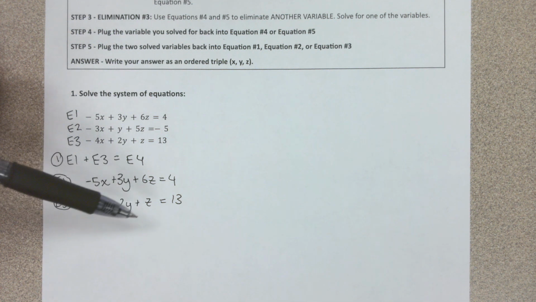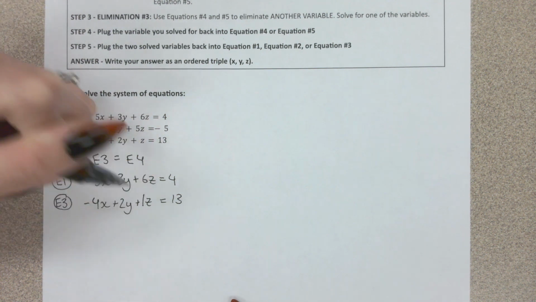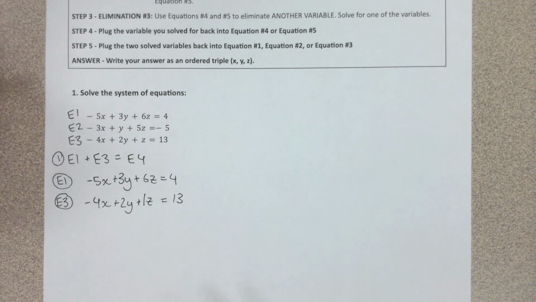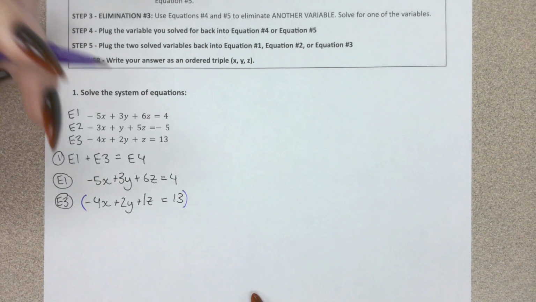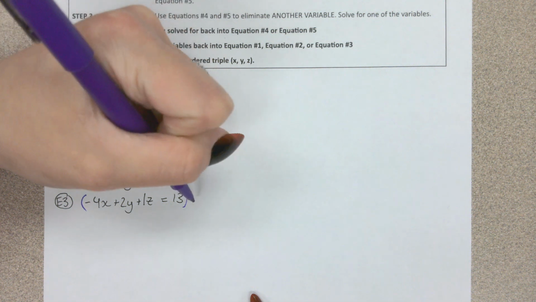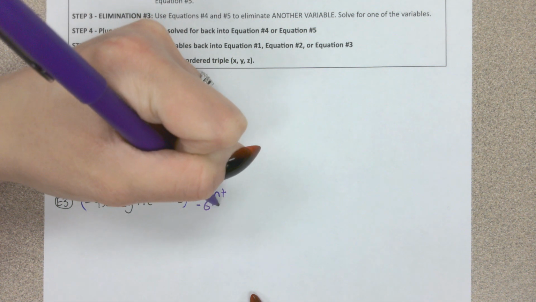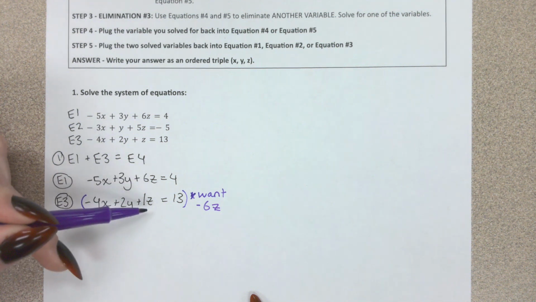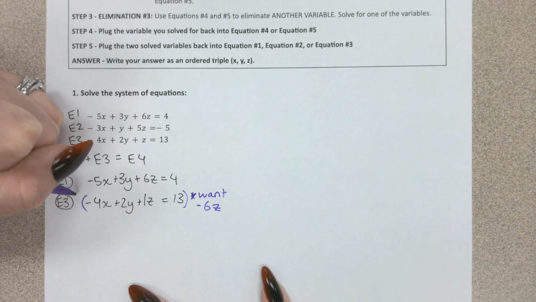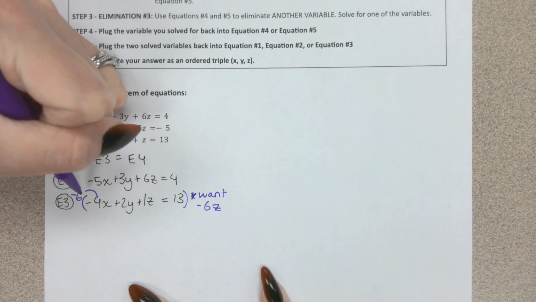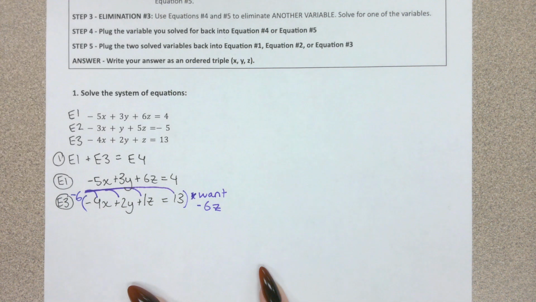With the z's, one of those z's just has a 1 in front of it, so it's going to be very easy to change into anything I want. So for that reason, I'm going to use the bottom equation, and I'm going to change this into a negative 6z. I want negative 6z to cancel out with the positive 6z. So all I need to do is multiply this bottom equation by negative 6. I'm going to multiply through by negative 6, multiplying everything inside by that.